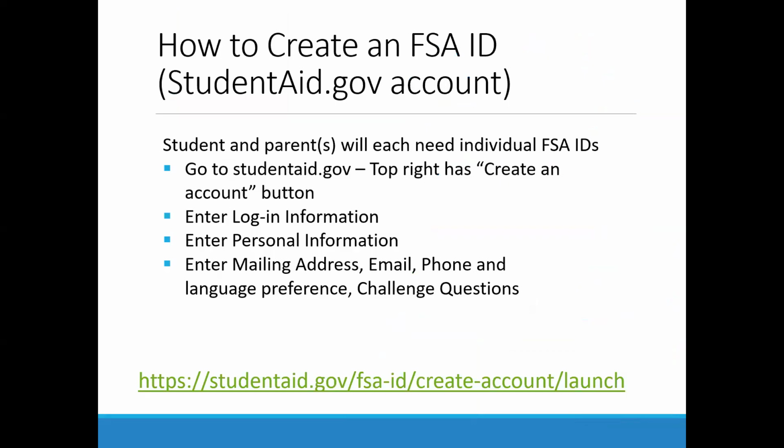All right, let's talk about how to create that FSA ID. It'll be on the studentaid.gov website. And again, you will go to that site, and on the top right, there is a button that says create an account. You're going to enter some login information, personal information. You'll enter things like your mailing address, email, phone, language preference, and challenge questions.